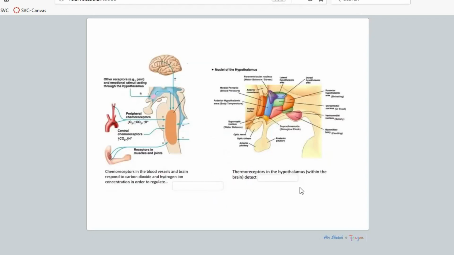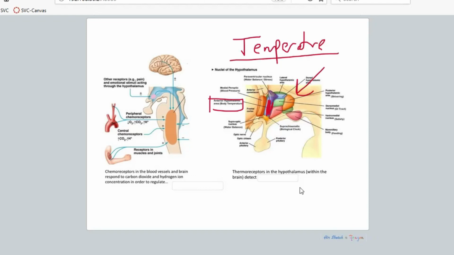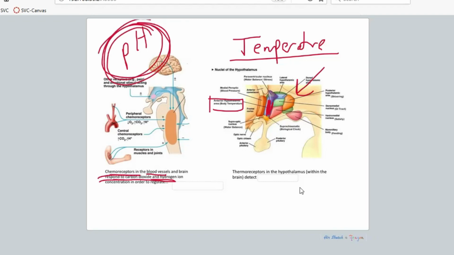What other types of things do we detect? We detect temperature. This is the hypothalamus in the brain, and there are sensory receptors located in that part of the hypothalamus that detect temperature. What are some other things that we want to detect? How about pH? We have chemoreceptors in blood vessels and in the brain that respond to carbon dioxide and hydrogen ion, whose concentration is directly related to pH. So that's another thing that we want to detect.